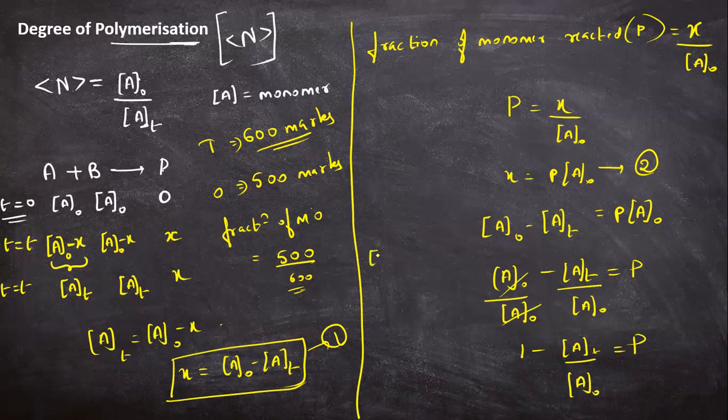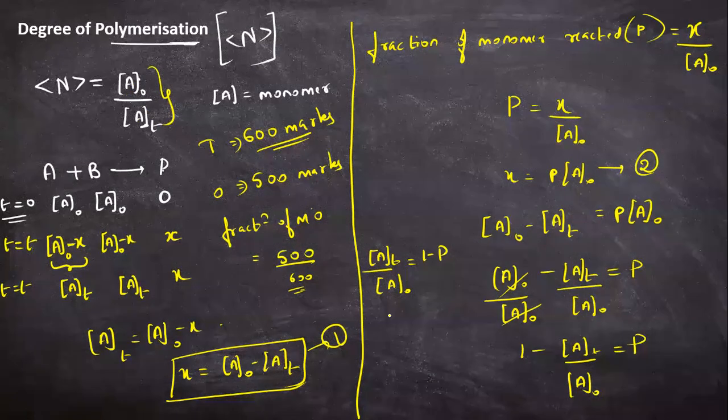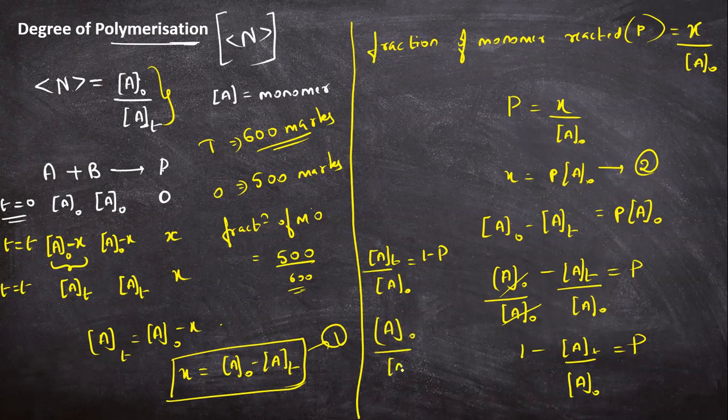So A t by A naught will be equal to 1 minus P, right? What is the degree of polymerization? Here I have written it as A naught by A t. So let me do the reverse: A naught by A t will be equal to 1 upon 1 minus P.